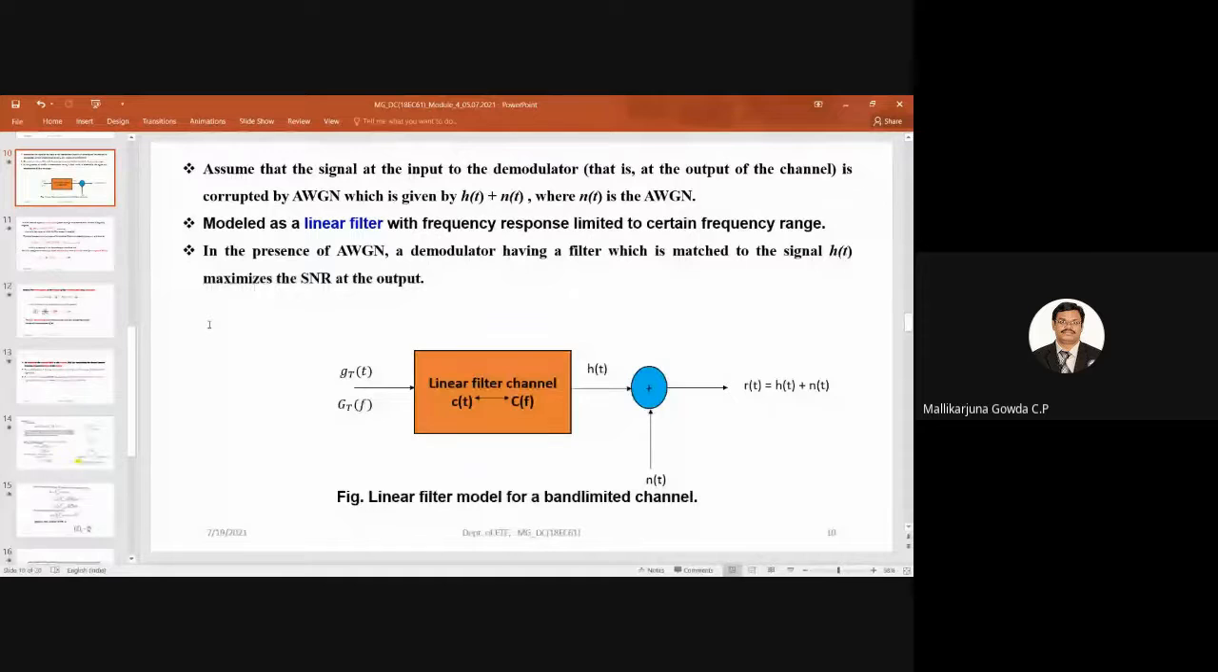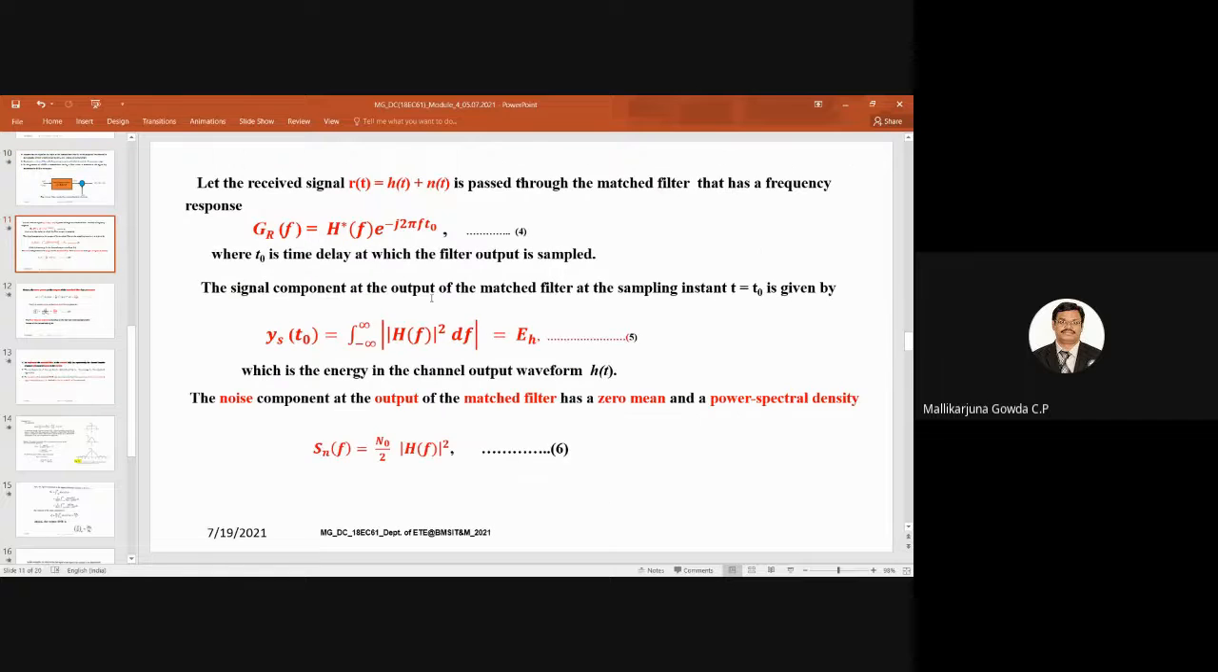So you may be getting the doubt. I was talking about the filter, so there are two types of filter. This is about the transmitting filter. Since I have not yet shown the complete diagram of the transmission of a signal through a band limited channel, here I started with the received signal, and then that received signal will be passed through a matched filter that has a frequency response of this.